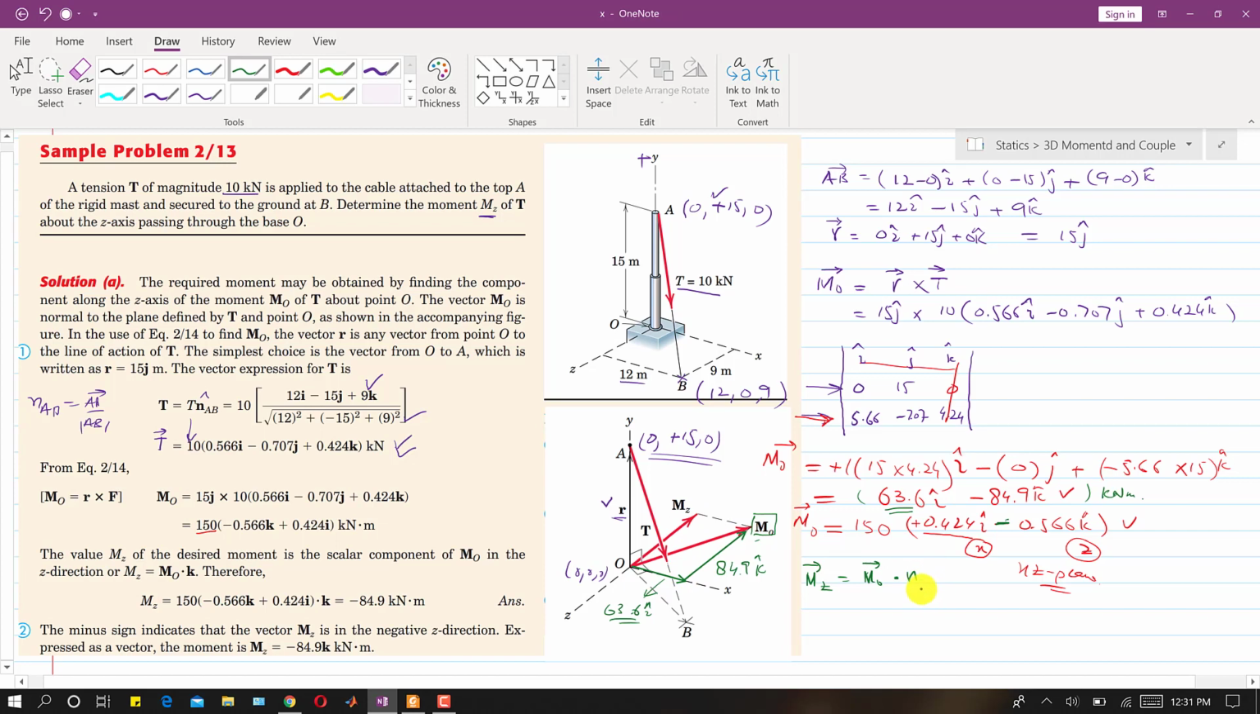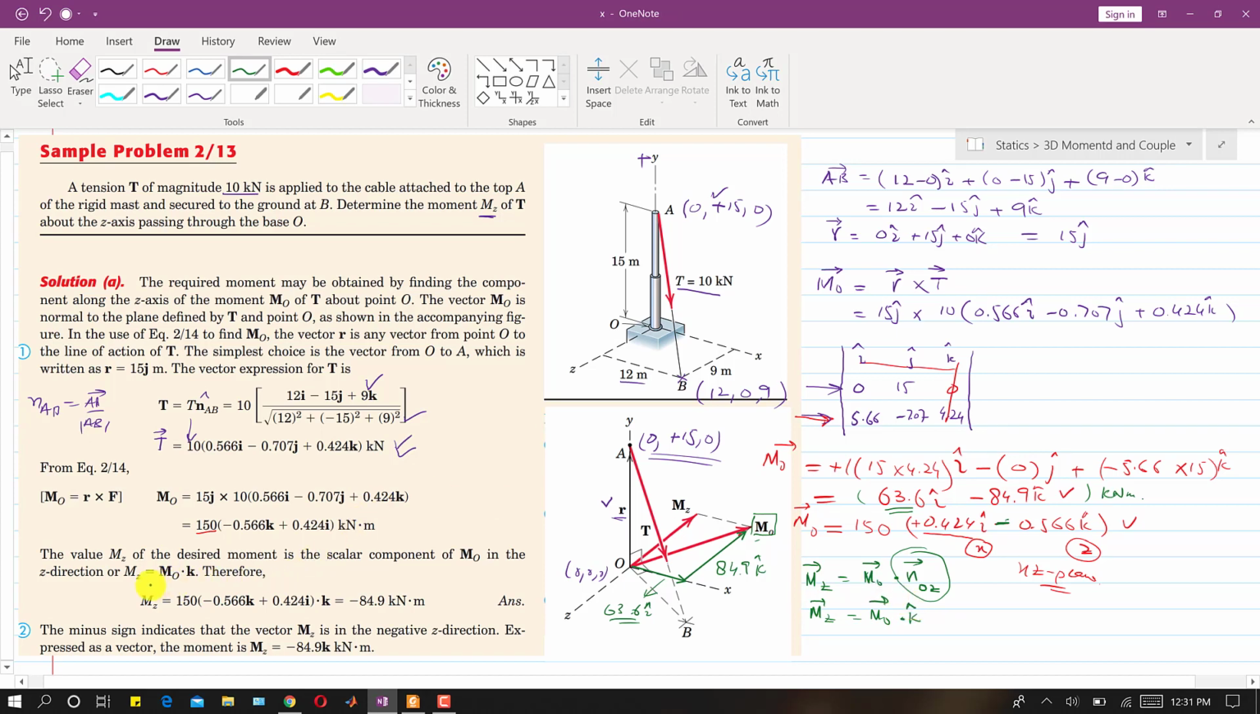So I can write OZ. We will determine this OZ vector. So what is this OZ vector? We can only write the direction cosines of this OZ vector. This means that this OZ vector is in the k direction, right? So we can write that Mz will be equal to Mo dot k.